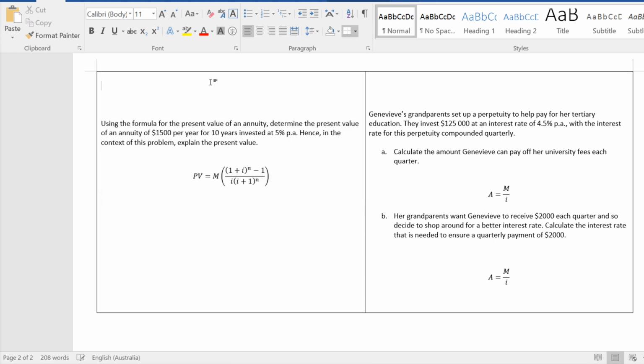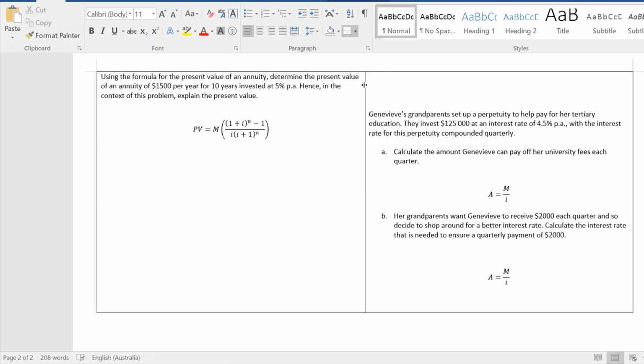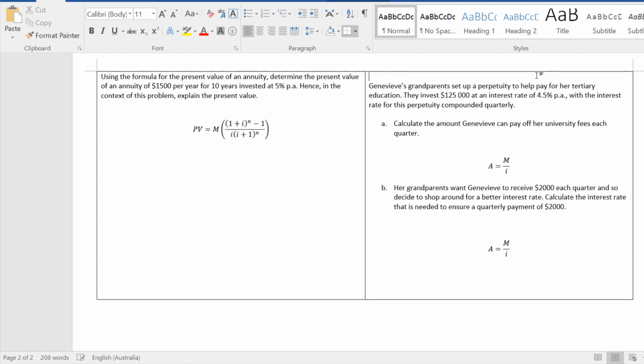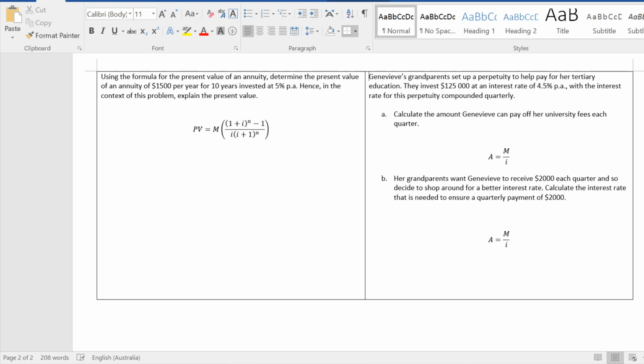Okay, just get rid of some of the space here. Using the formula for the present value of an annuity, so I've already put that there, that's just taken straight from the textbook. Determine the present value of an annuity of $1,500 per year for 10 years invested at 5% per annum. Hence, in the context of this problem, explain the present value. Now, the one thing I don't like about this question is it doesn't actually have the compounding period. So, it seems to me like a little bit of an oversight.